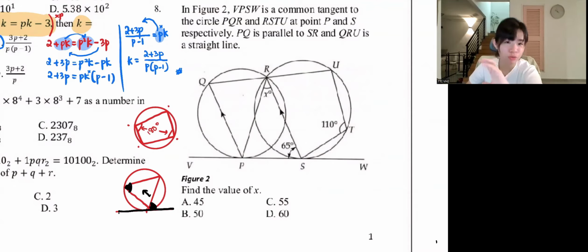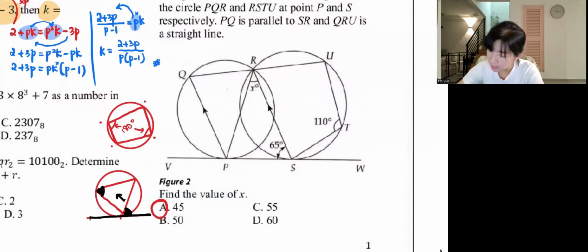Eugene, C is wrong also. U is 65. Here. No, actually, U is not 65. Okay, the answer is 45. A. A is the answer.